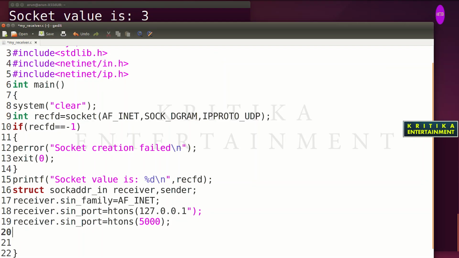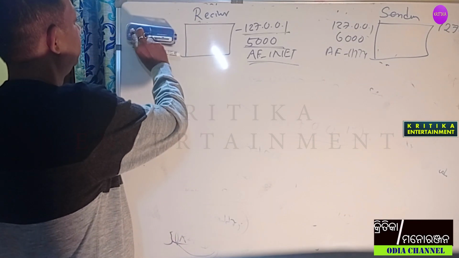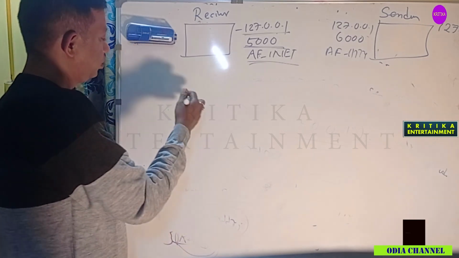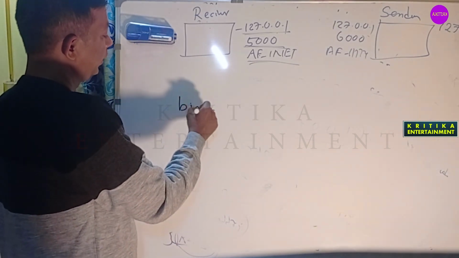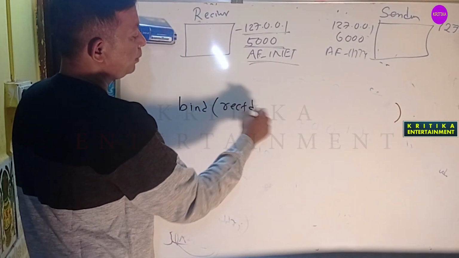So here I will write int b. b stands for bind, short form. Then in the bind function also there are a number of parameters. What are those parameters? I will tell you. Okay, 3 parameters are there. You see here. In bind, 3 parameters are needed. First is the receiver FD.